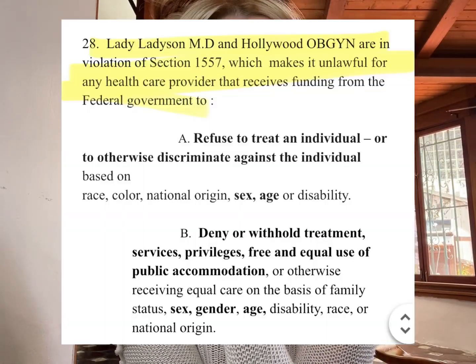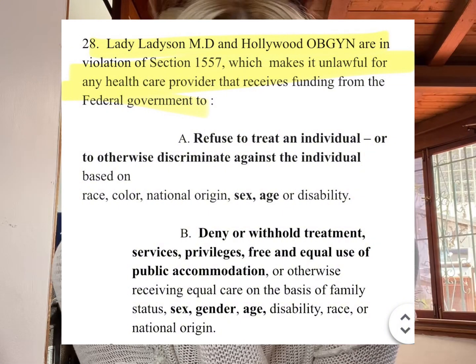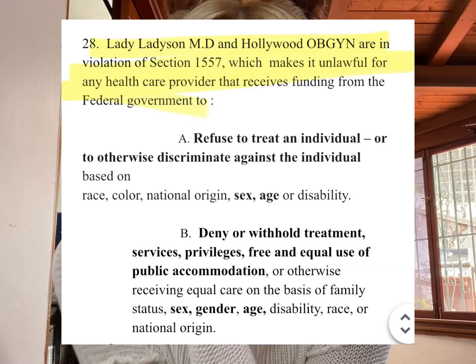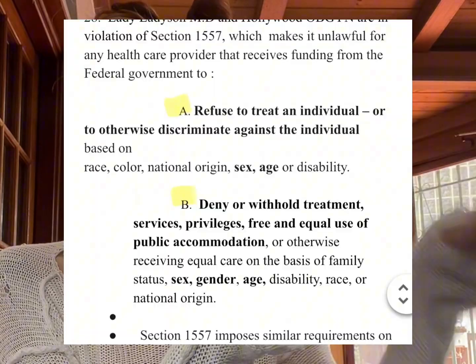Your next line, very repetitive: "Lady Ladyson MD and Hollywood OBGYN are in violation of the Affordable Care Act, Section 1557." Now, instead of creating a whole new numbered line, you're going to indent and do A, B, C, D. You know what I mean? You're going to hit your bullet points. Start with the statute itself and what it says and which parts of the statute you feel are relevant. So, for instance, in this hypothetical case, we put point A.